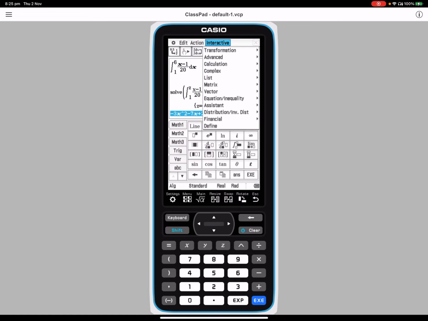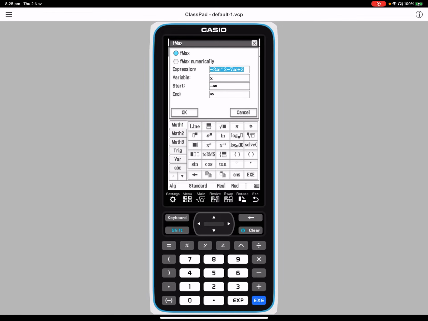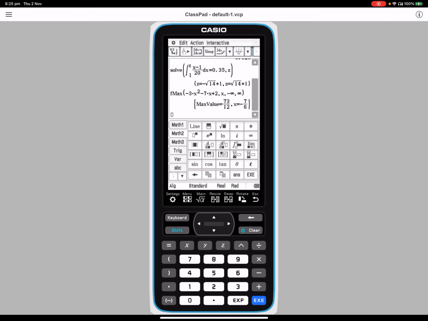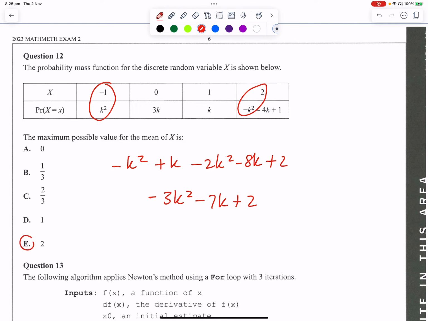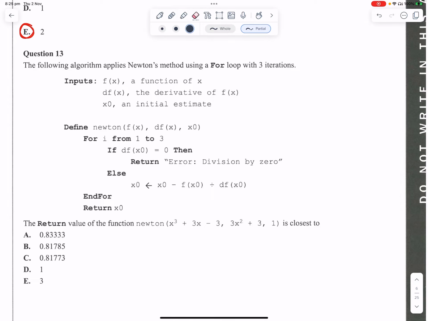Find the maximum of this between 0 and infinity. Okay, max value is 2 when x equals 0. So if k was 0, they would all equal 0, but this would equal 1, and the mean would actually be 2.